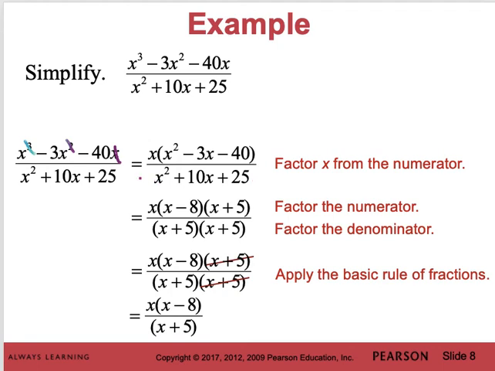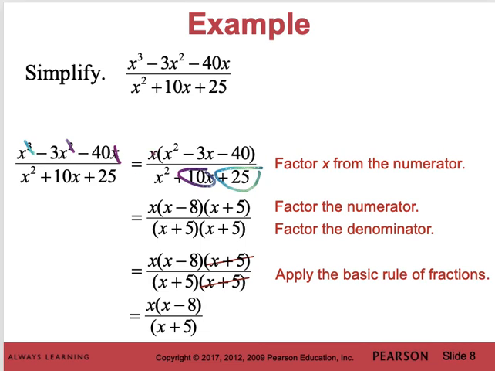Well, looking at our denominator, we're looking for two numbers that multiply to equal 25 that also add to equal 10. And so that would be 5. 5 times 5 is 25, 5 plus 5 is 10. They're both positive. So x plus 5, x plus 5. And in the numerator, we're factoring the numerator even more.